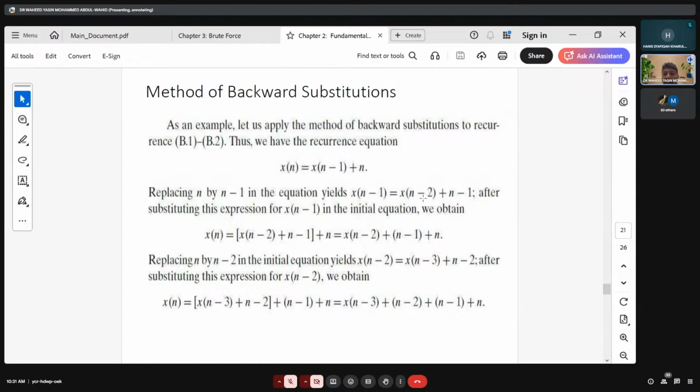So here, what is xn minus 2? xn minus 2 is xn minus 3 plus, here we have to replace n by n minus 2, plus n minus 1. So let me do the substitution here.